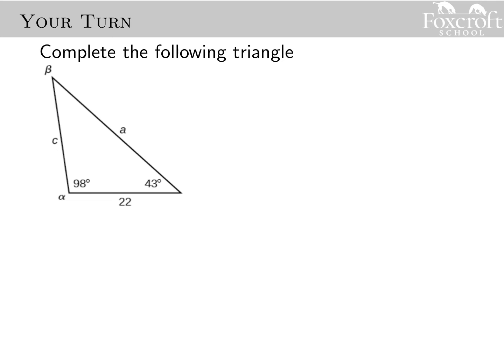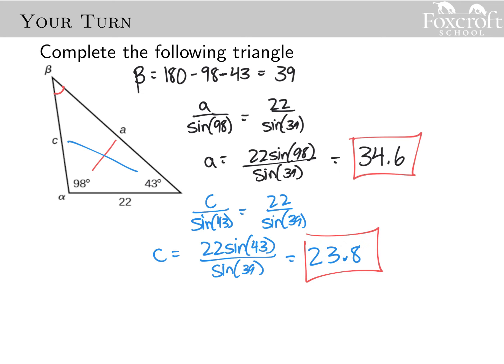All right, so now go ahead and try this one on your own. Again, think about the first thing you do is figure out this angle, then figure out A, and then figure out C. So go ahead and do that and figure out these three values. And here are the answers I came up with. So A and 98 are together, C and 43 are together, and they both get paired up or compared to 22 and beta, which the very first thing I found was beta was 39.